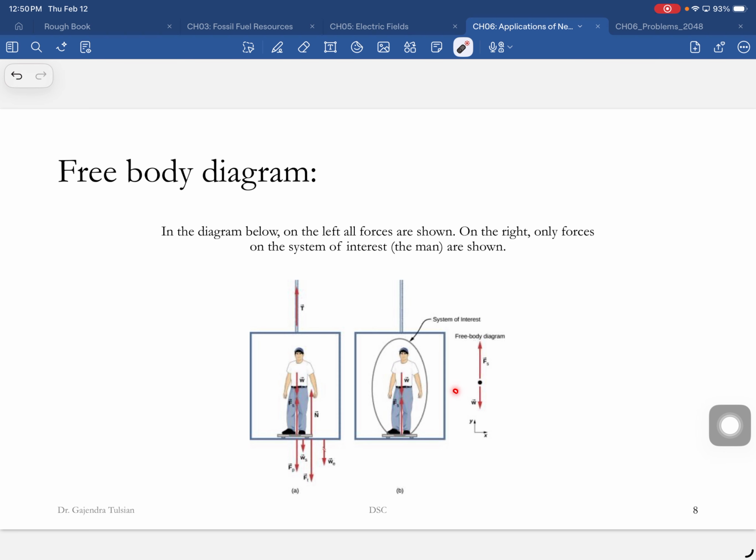What happens when the elevator is accelerating that way? When the elevator is accelerating that way, this force has to be greater than that force. So you gain weight. When the elevator is accelerating this way, this force has to be greater than this force, so the scale is reading less. You lose weight.